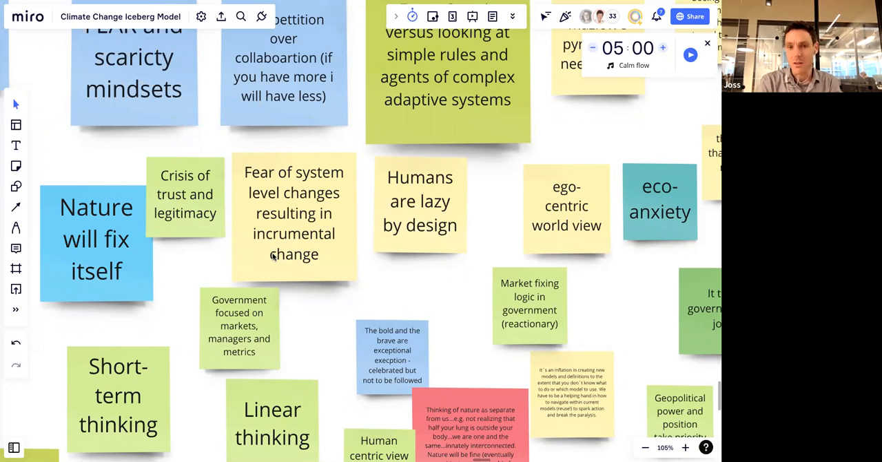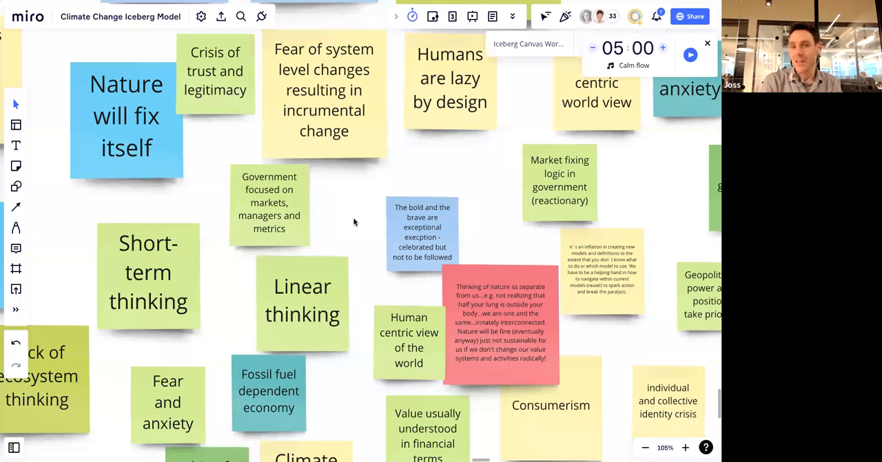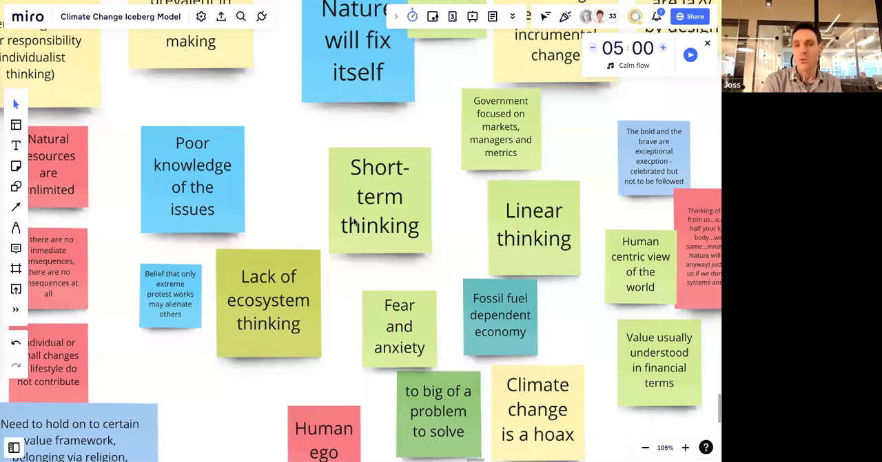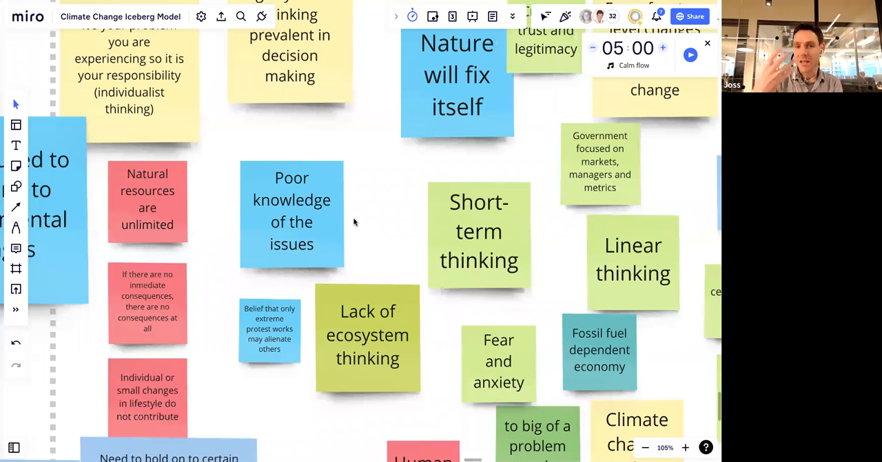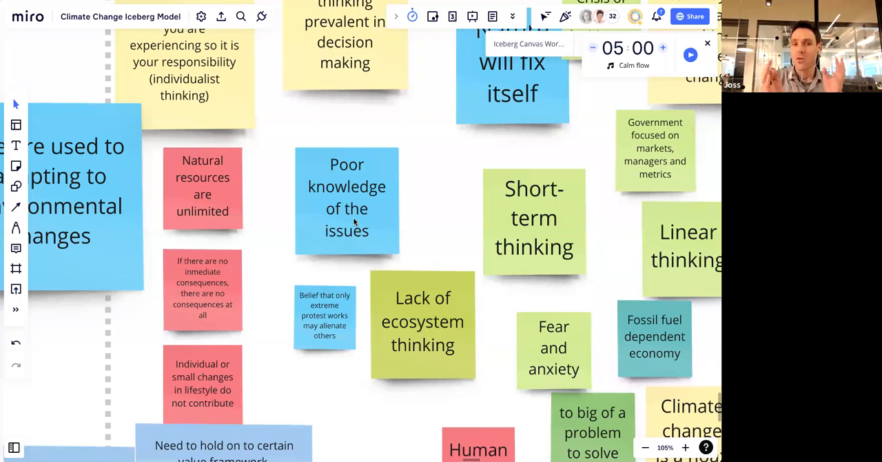Actually, I put that one up there as one example. Government focused on markets, managers and metrics. Yeah, a very managerial approach to government. Linear thinking, short-term thinking, fear and anxiety, lack of ecosystem thinking, poor knowledge of the issue. Incapacity, for us in general, to really synthesize the complexity of this into something that's coherent and we're able to grasp, but is also reflective of the reality.